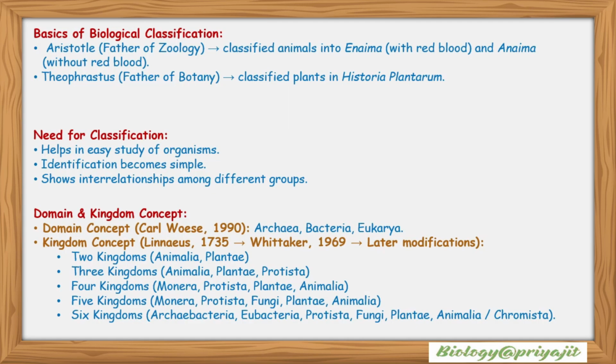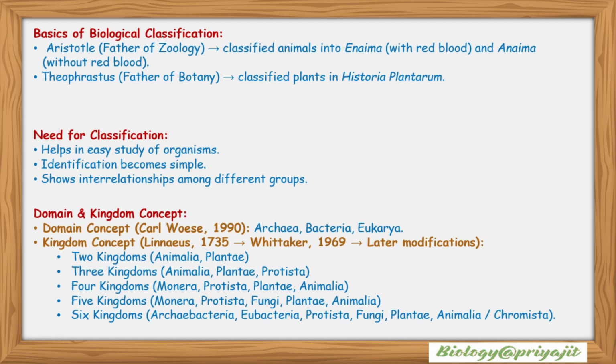Basics of biological classification. Aristotle, who is also known as the father of zoology, classified animals into Anaima with red blood and Enaima without red blood. Theophrastus was the father of botany, who classified plants in Historia Plantarum. Need for classification. What is the importance of classification? It helps in easy study of living organisms. Identification becomes simple. It shows the interrelationships among different groups.